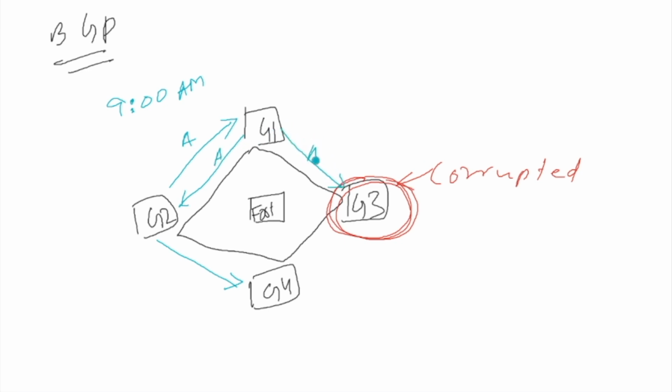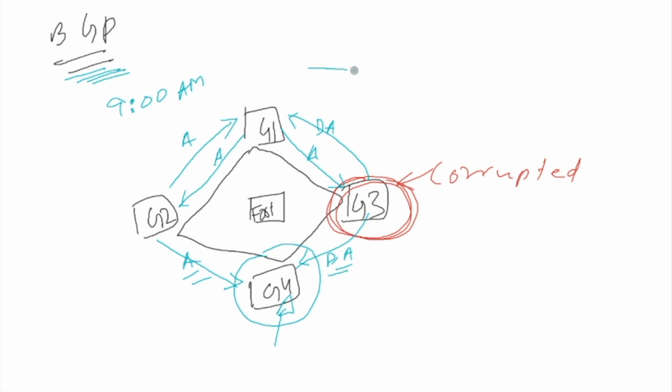Now at the same time, general 3 decided, okay, I am the corrupted one, so I don't have to attack. So he decided not to attack, and he flooded that message: don't attack. Now see general 4, who got one attack and one don't attack message. He is not able to decide what to do right now. So there is a problem right here. This problem we call the Byzantine generals problem.